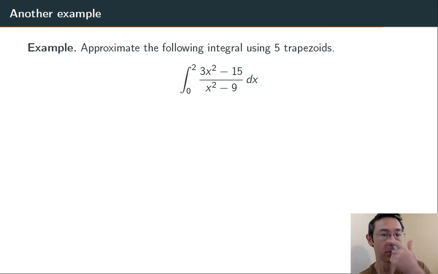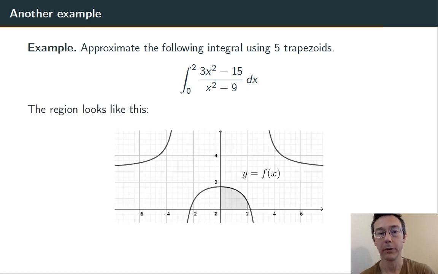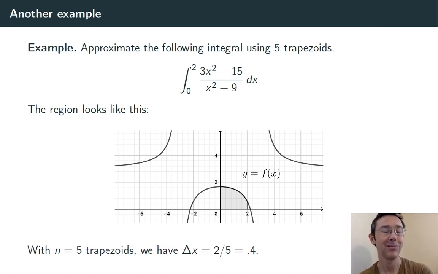Integral from 0 to 2 of (3x squared minus 15) over (x squared minus 9). We want to use 5 trapezoids. Here's a picture. We're going from 0 to 2, so I've shaded the region underneath this graph between x equals 0 and x equals 2. So the width of that interval is 2. I divide it into 5 pieces, and I get delta x equals 0.4.